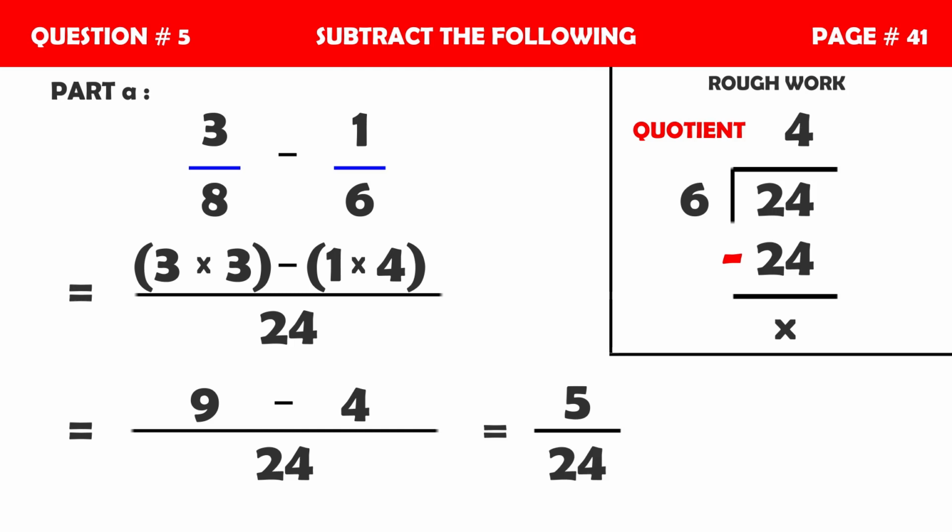Now in the final step, students, you have to check if you can reduce your fraction further. Is there any common factor of 5 and 24? No, there is no common factor. It means the fraction is already in the lowest term. And what kind of fraction is it? It is a proper fraction because the numerator is smaller than the denominator.